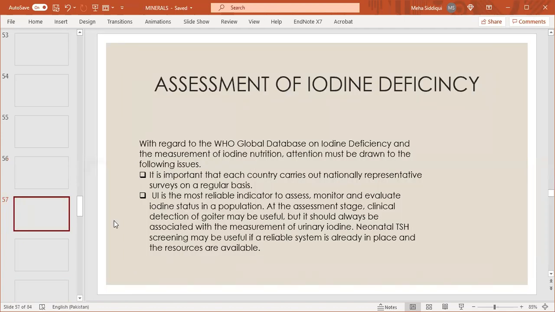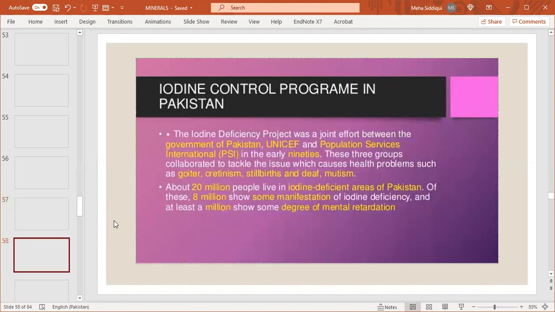Assessment of iodine deficiency. With regard to the WHO global database on iodine deficiency and the measurement of iodine deficiency, attention must be drawn to the following issues. It is important that each country carries out nationally representative surveys on a regular basis. Urine iodine is the most reliable indicator to assess, monitor, and evaluate iodine status in a population. At the assessment stage, clinical detection of goiter may be useful, but it should always be associated with the measurement of urine iodine. Neonatal TSH screening may be useful if a reliable system is already in place and the resources are available.